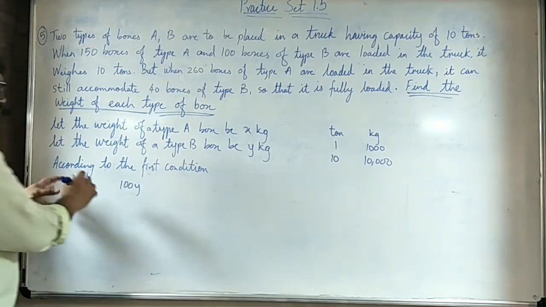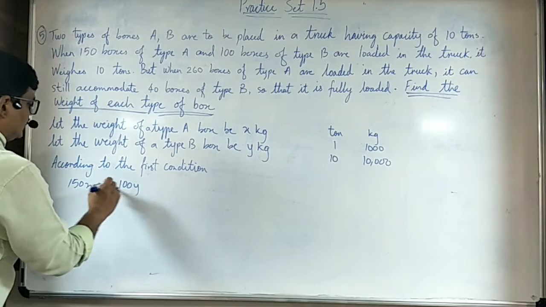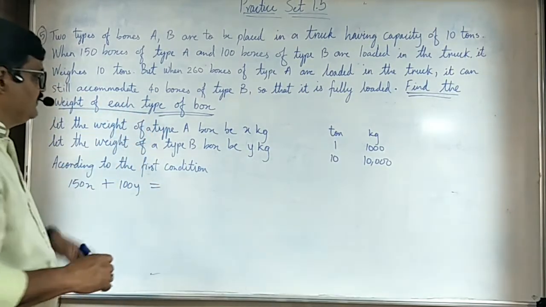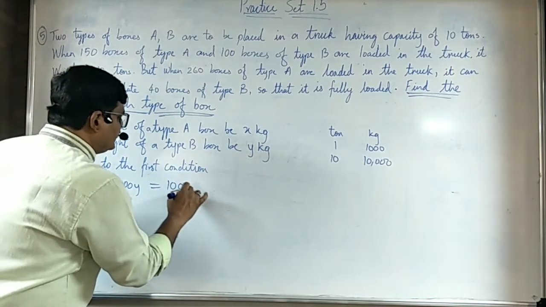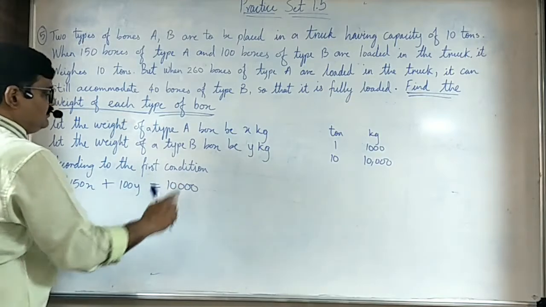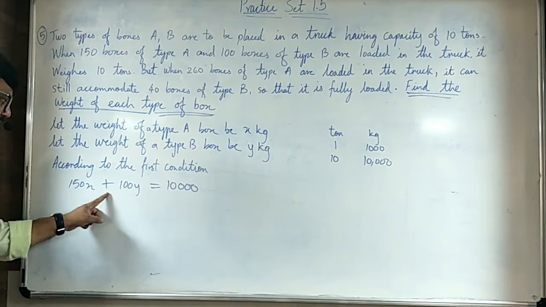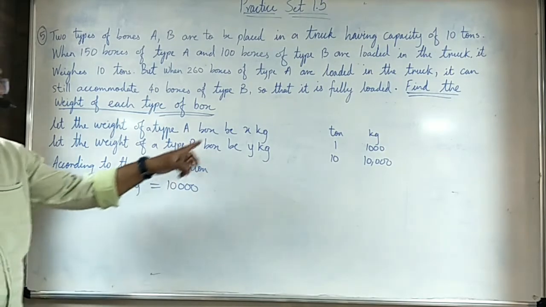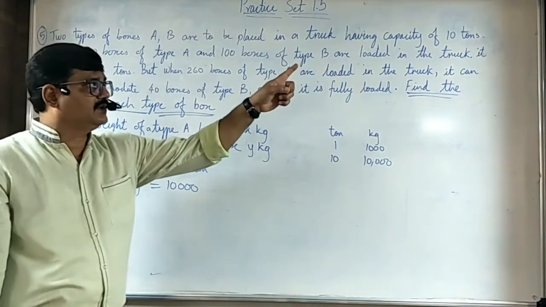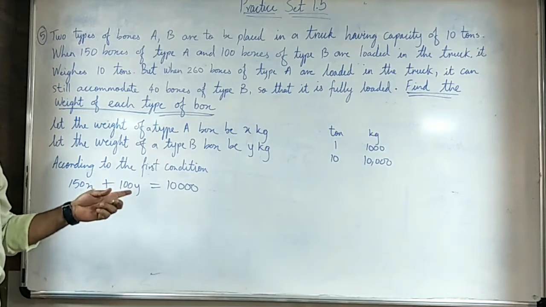Now both types of boxes are being kept in the truck, so the total weight of the truck is 10 tons. In the place of 10 tons, I will write 10,000, because I have converted all the weight into kg. So 150x plus 100y is equal to 10,000. People must be thinking, where did I get the 10,000 from? I converted 10 tons into kg, so 10 tons is equal to 10,000 kg.